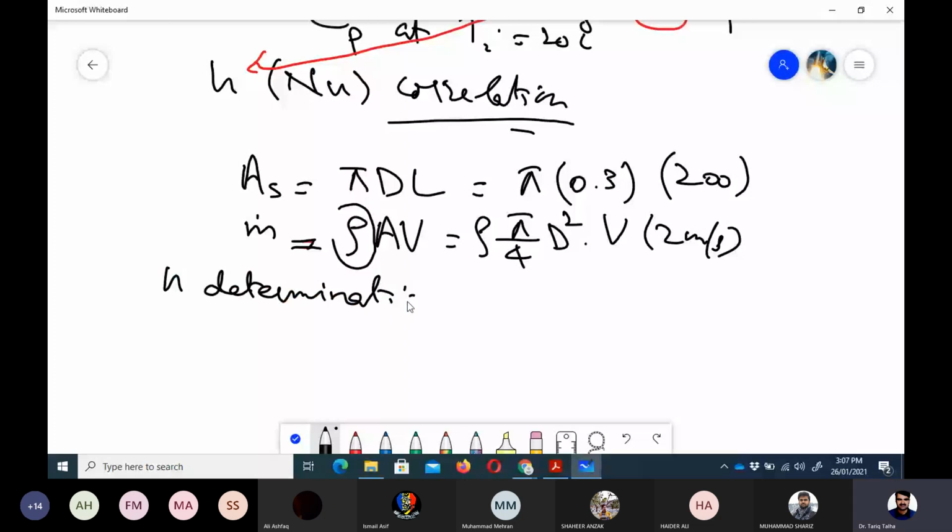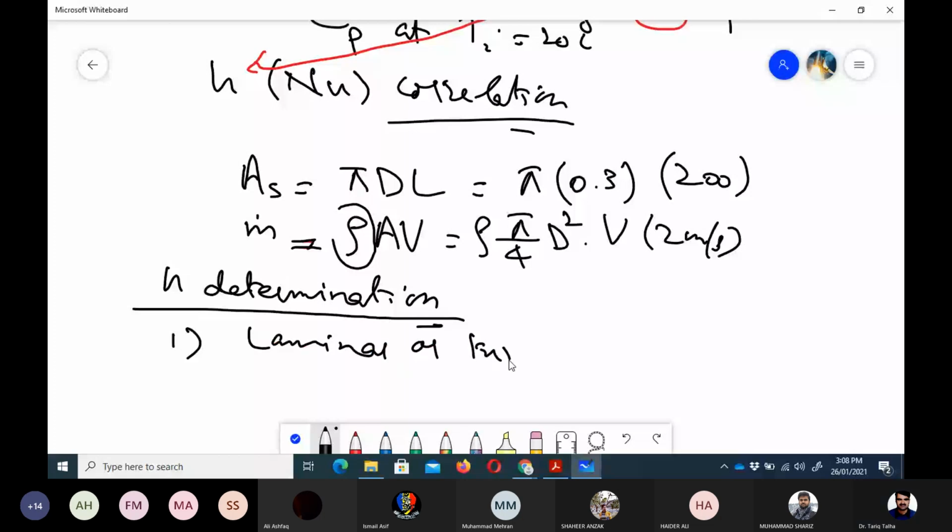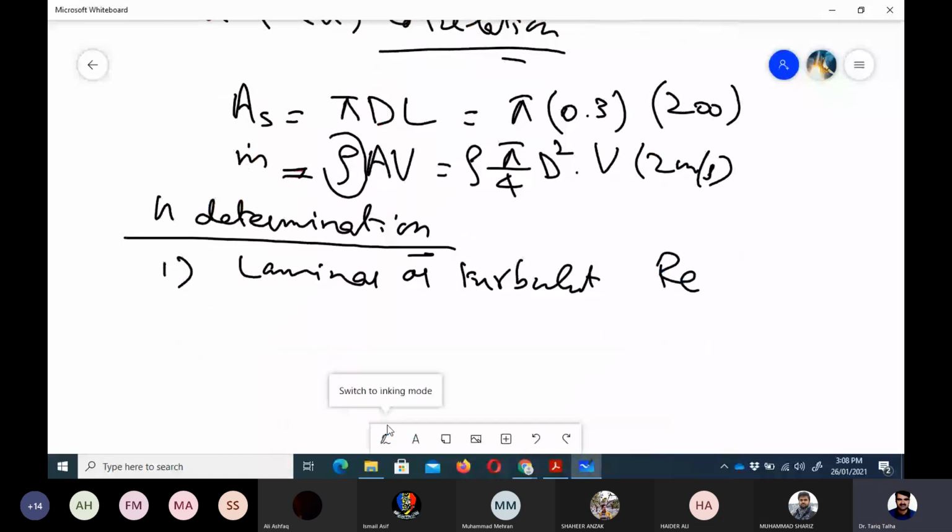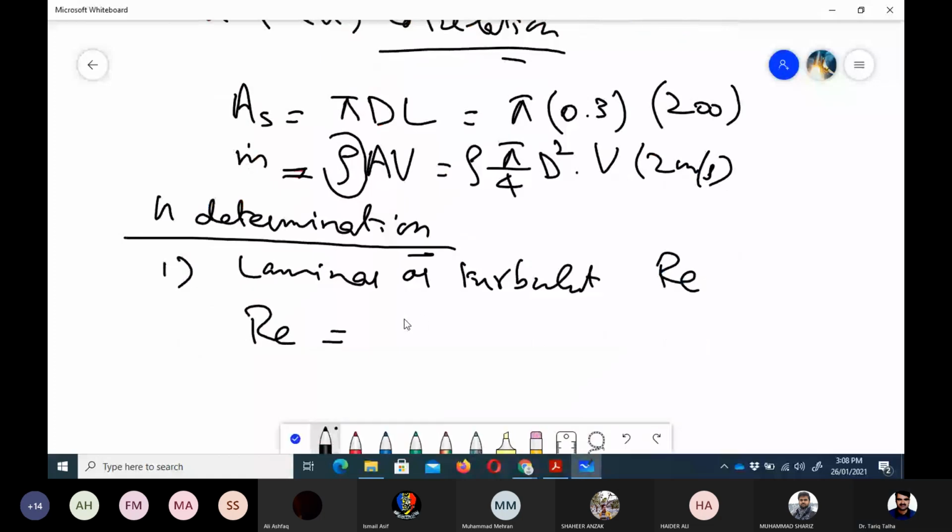What do we need to check? First thing we need to see is whether the flow is laminar or turbulent. That can be achieved by the calculation of Reynolds number, right? Now Reynolds number, if we calculate, would be rho into V mean into diameter divided by mu, right?